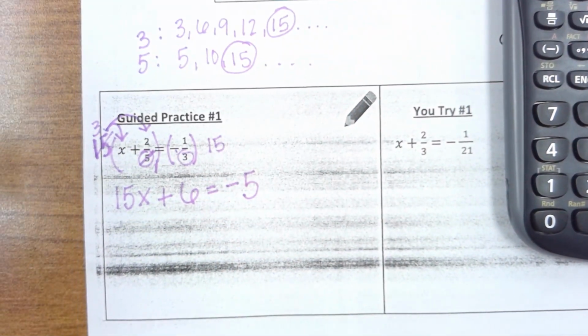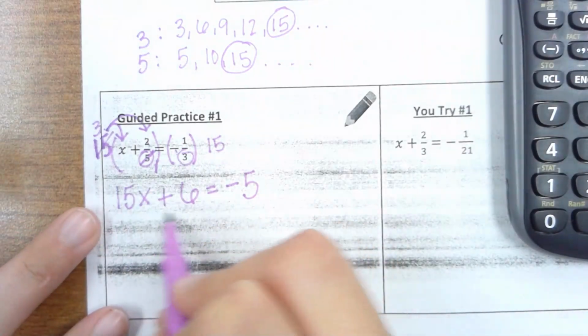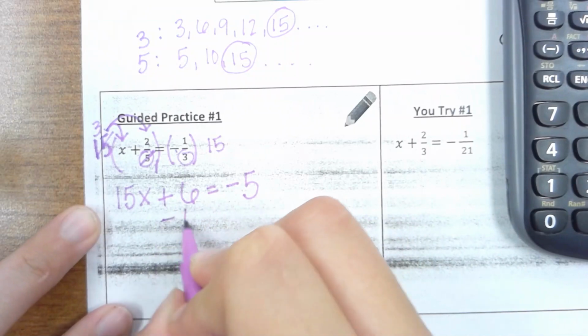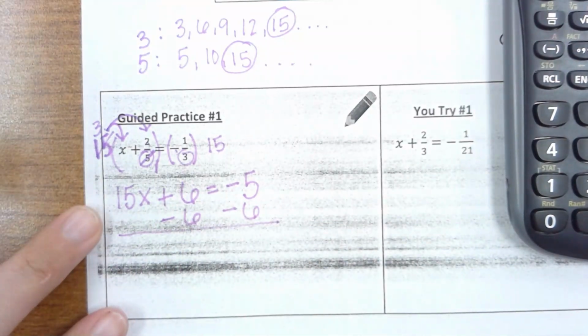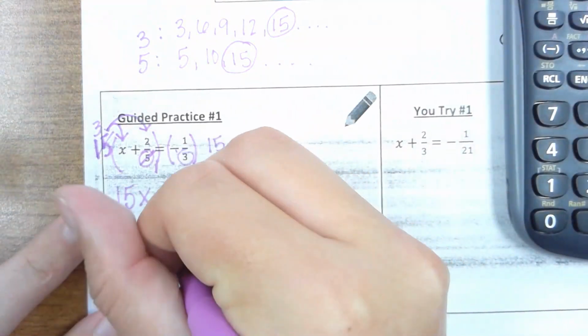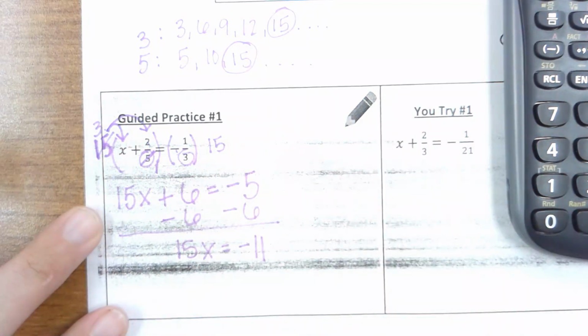Okay, so the fractions are gone, so we can just solve this like normal. To get x by itself, I have to move this plus 6. The opposite of adding 6 is subtracting 6. We are now left with 15x equals a negative 11.